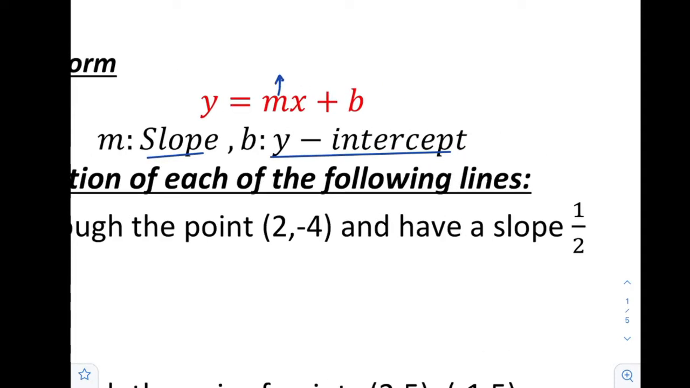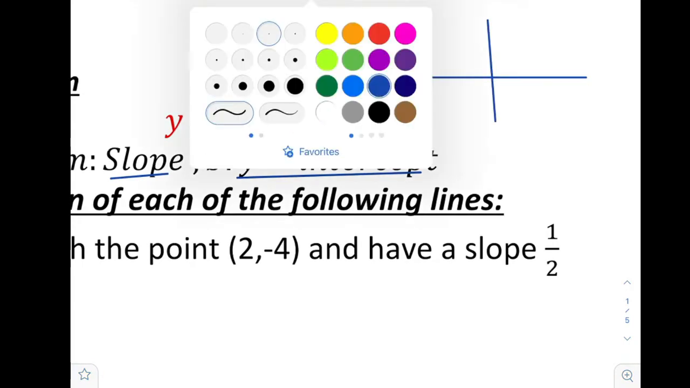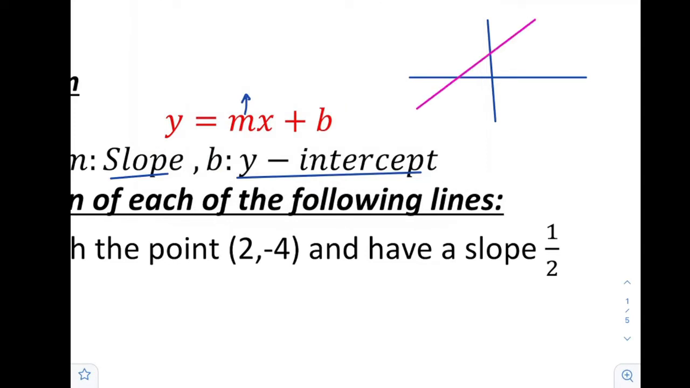If you have any graph of a line, let's say that this is your line. This line cuts the y-axis at, let's say, 2, and cuts the x-axis at minus 3. It crosses the x-axis and the y-axis. The x-axis at minus 3 is called the x-intercept. And usually at the x-intercept, y is 0.